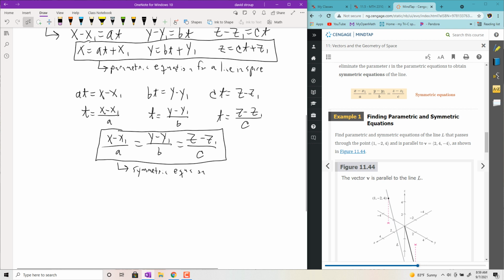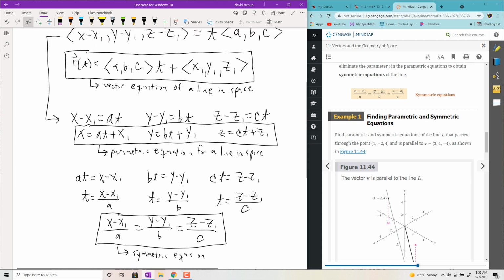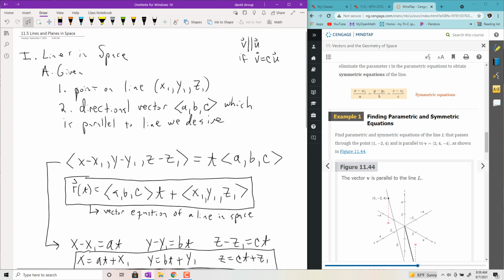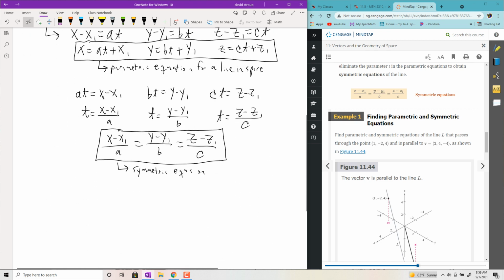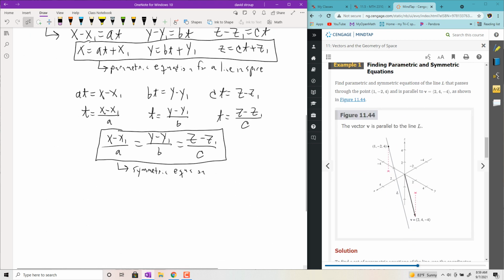Okay, one thing to note is that your answer may be different than your friend's answer, just solely because your point on the line might be different or something like that. Okay, so anyways, let's look at example 1 and see how this works. Example 1, find the parametric and symmetric equations. So they give you a point, 1, negative 2, 4, and then they give you your directional vector, 2, 4, negative 4.